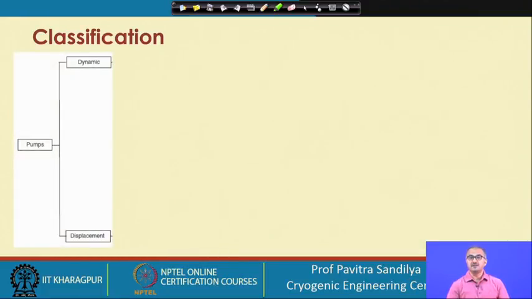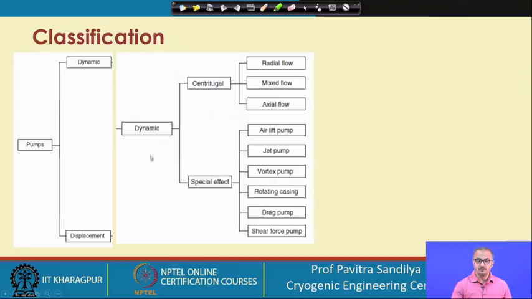Now there are various classifications of the pump. Broadly they are classified into two groups: one is dynamic and the other is displacement. And these dynamic and displacement pumps are further classified. The dynamic can be classified into centrifugal pumps and special effect pumps. So we can see radial, mixed flow, axial flow, and the special effect pumps like airlift pump, jet pump, vortex pump, rotating casing, drag pump, shear force pump, and many more are also being invented, depending on the kind of applications we have.